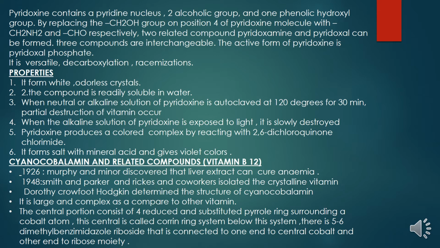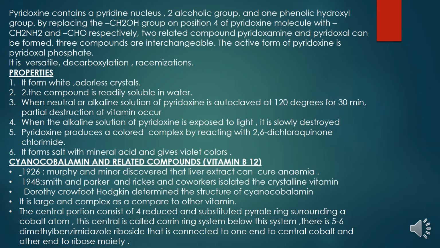Pyridoxine contains a pyridine nucleus, 2 alcoholic groups and 1 phenolic hydroxyl group. By replacing CH2OH at position number 4 of the pyridoxine molecule with CH2NH2 and CHO respectively, two related compounds, pyridoxamine and pyridoxal, can be formed.